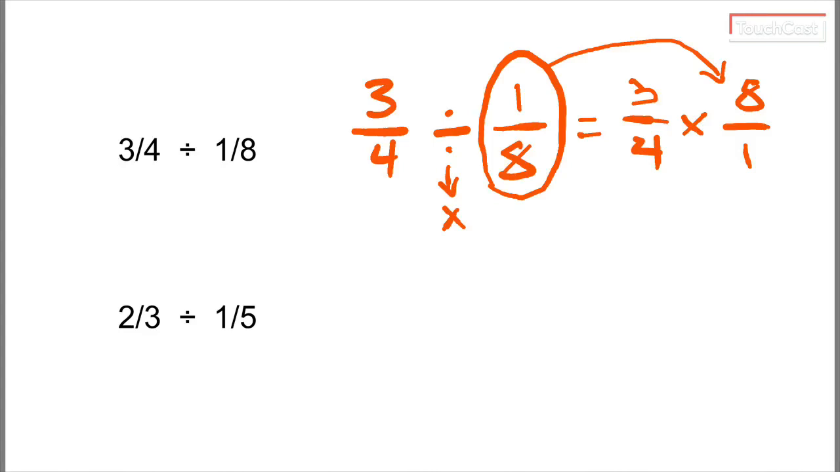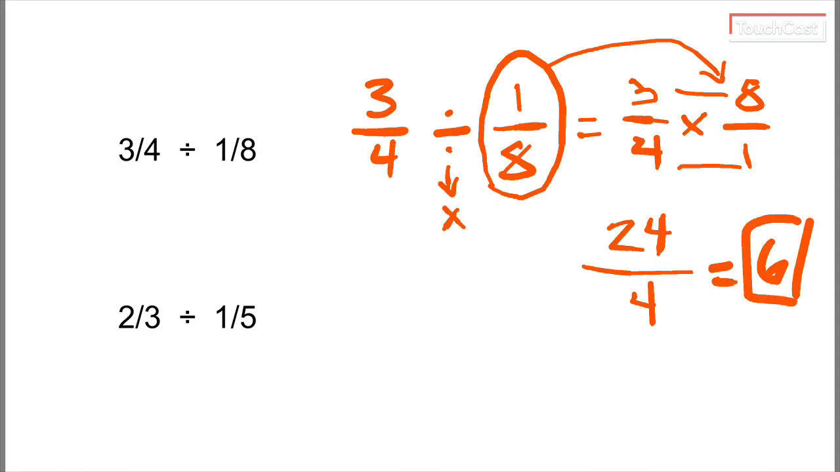So we multiply 3 times 8, we get 24. We multiply 4 times 1, we get 4. We have an improper fraction, which means we need to convert that into a mixed number. But in this particular case, it actually gives us a whole number, because 24 divided by 4 equals 6. So our final answer is 6.